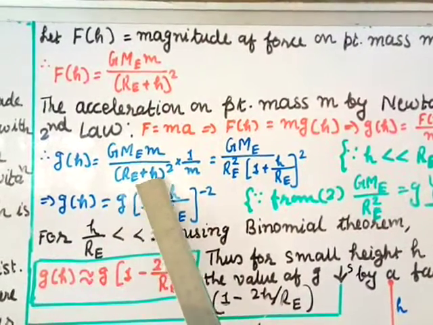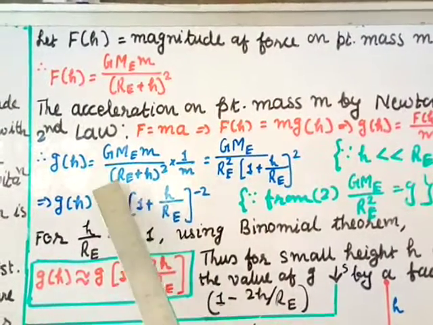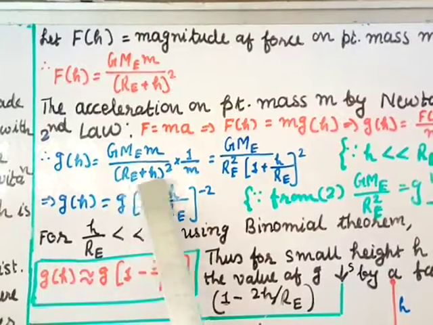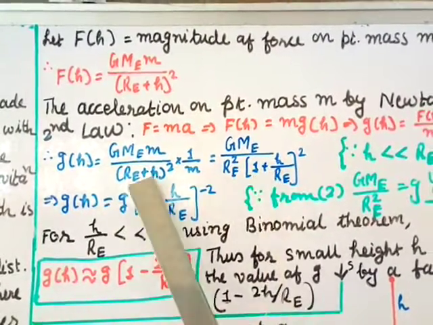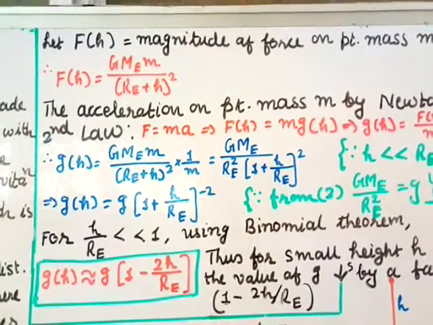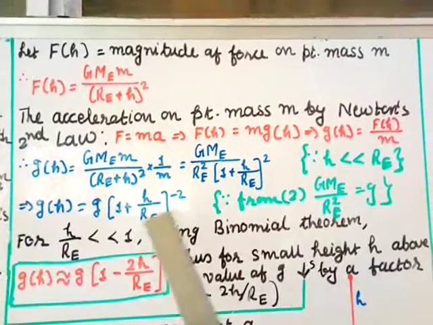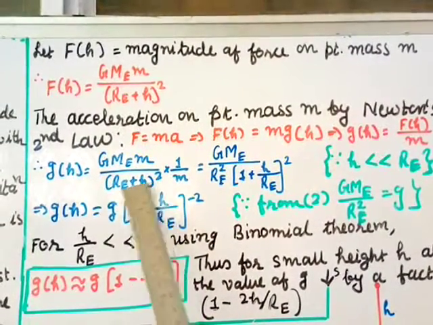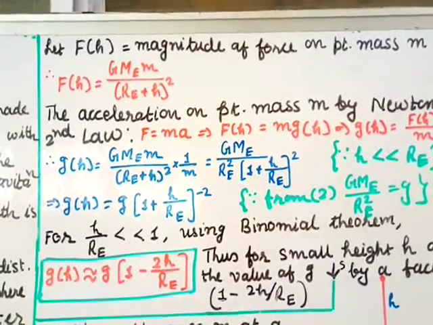Now from Re plus h, if I take Re common, but since the square is there, you take Re square common from this denominator bracket. So if you take Re square common, here remains 1 plus h by Re, whole power 2. This we can do because h is very much less than Re. We take Re square common, so here 1 plus h by Re whole square.